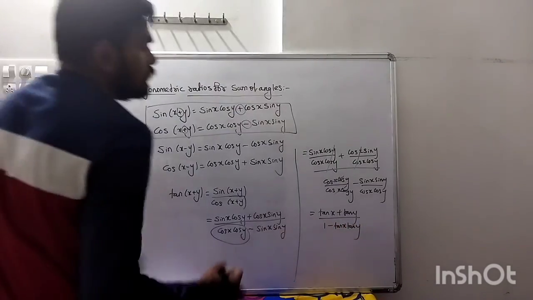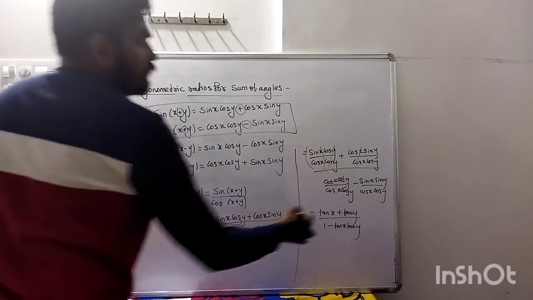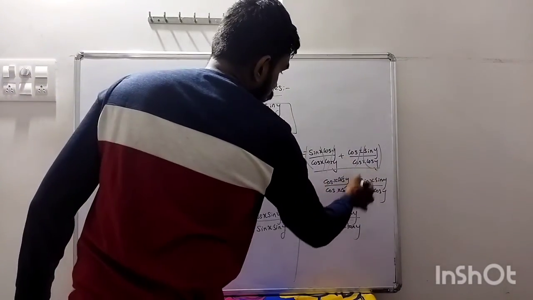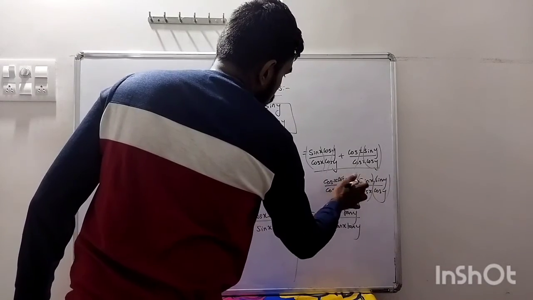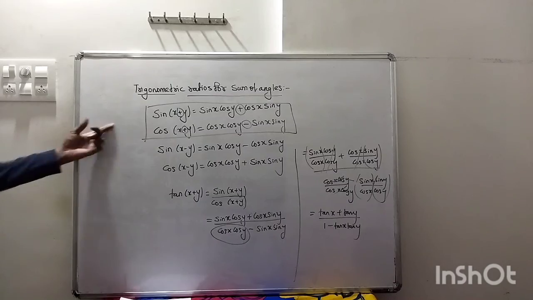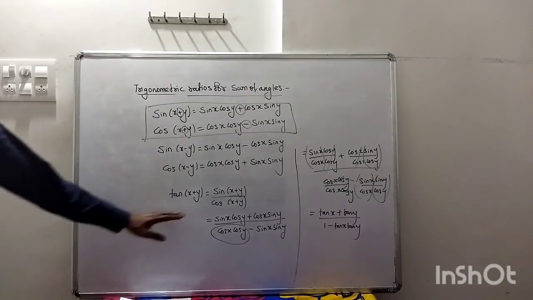Understood now? See, this much is tan, this much is tan x, this much is tan y, this much, everything is 1, this is tan x, this is tan y, this is minus. Okay, you can derive all the remaining formulas using these two formulas. Just must know the tricks.